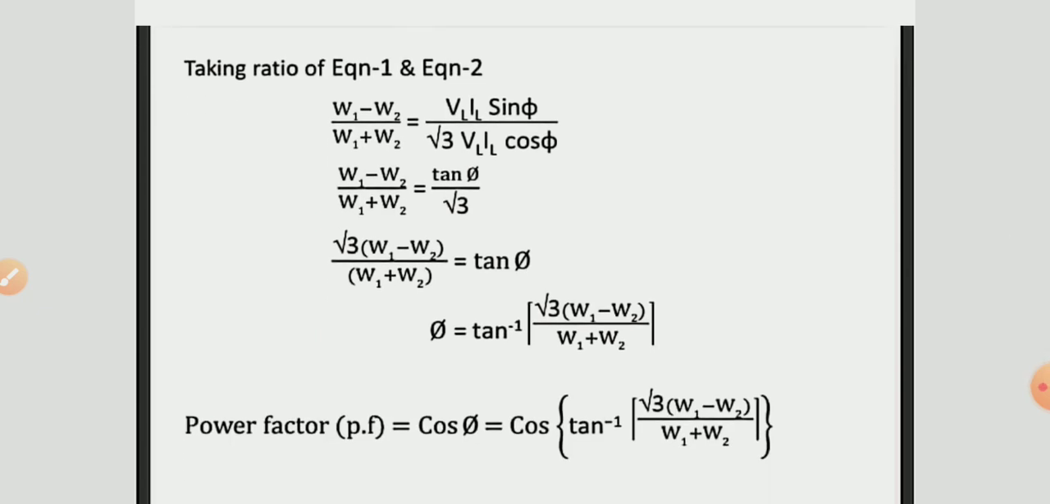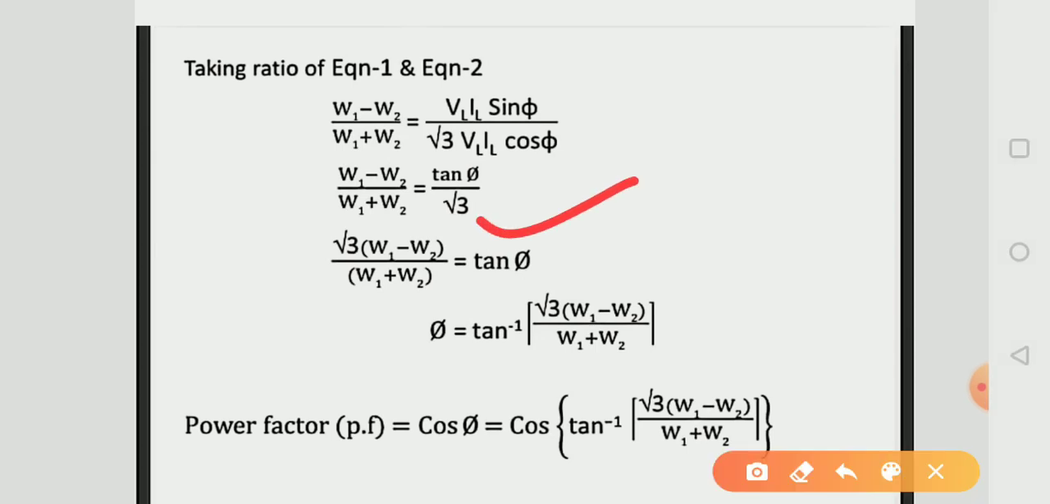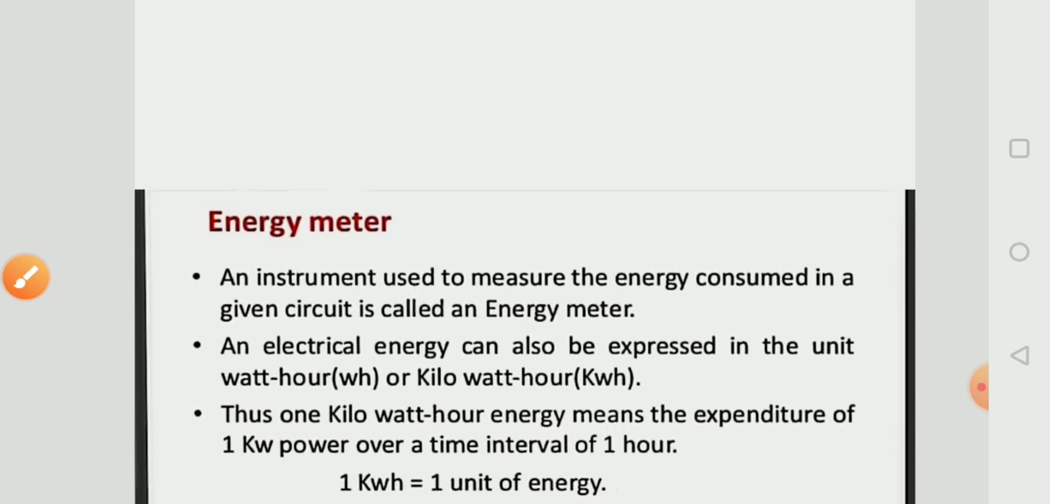So here the term will become tan phi upon root 3, and here phi is tan inverse root 3 (W1 minus W2) upon (W1 plus W2), and cos phi denotes the power factor. If we calculate the power factor, we replace phi by substituting the value tan inverse root 3 (W1 minus W2) upon (W1 plus W2). This is our power factor.